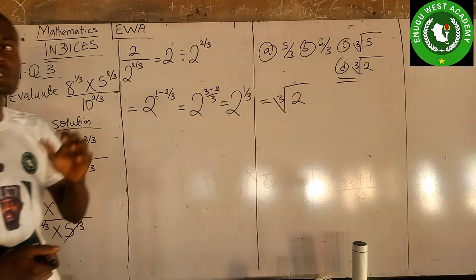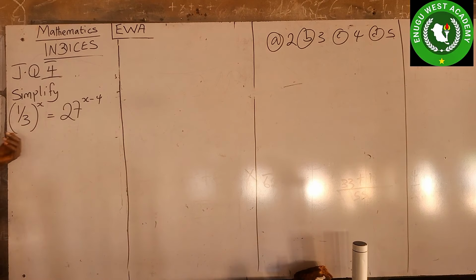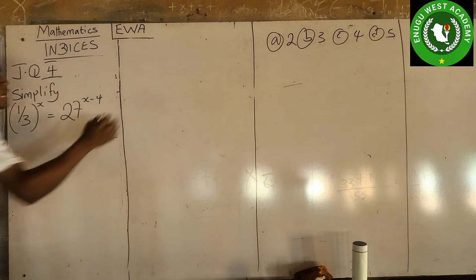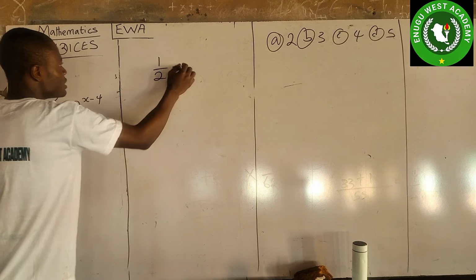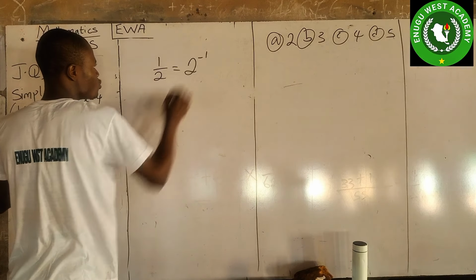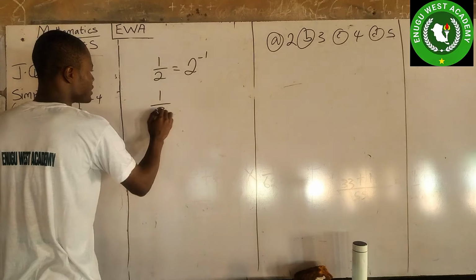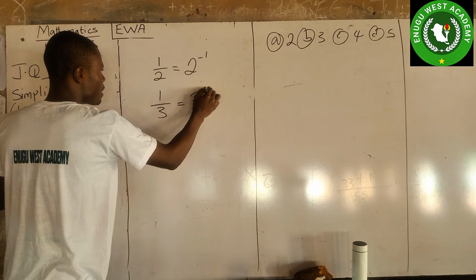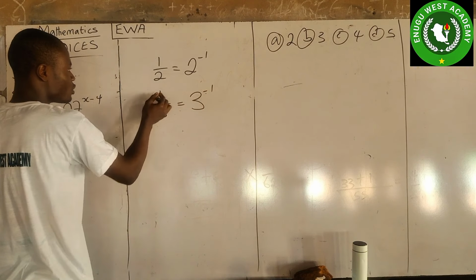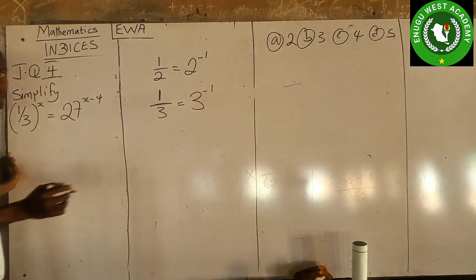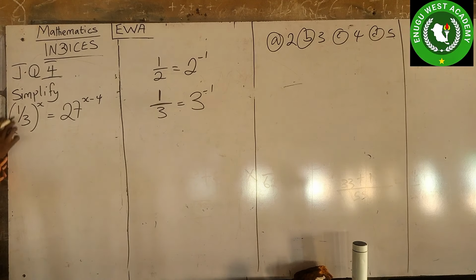So that is about this particular question. Let's move into JAMB question 4. Simplify this. Now, this is also very simple to do. See where you're going to start. Do you see 1 over 3? Do you remember that negative index or reciprocal law? I told you if you have 1 over 2, it's the same thing as writing 2 raised to power minus 1. If you have 1 over 3, it's the same as writing 3 raised to power minus 1. This minus will turn to 1 over 3. Do you remember the negative index? So we have 1 over 3.